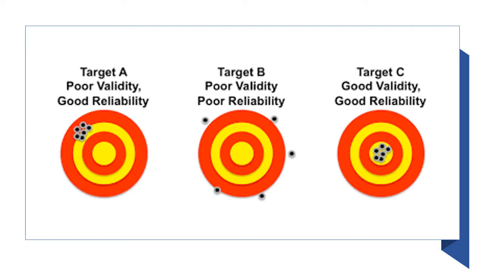In the second example, target B, we have none of the pins hitting the target and none of them anywhere near the other ones. And so we have a measure that doesn't have validity because they're not in the center, and it's not reliable because the results are all over the place. In target C, we have good validity and good reliability, meaning that the measure seems to be hitting the target, measuring what it's supposed to measure, and that the pins are all near to each other, so it's reliable, consistent.